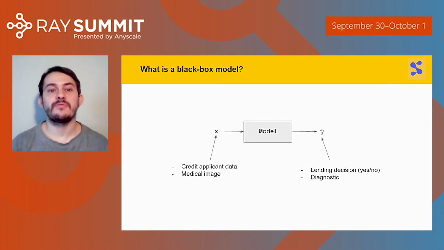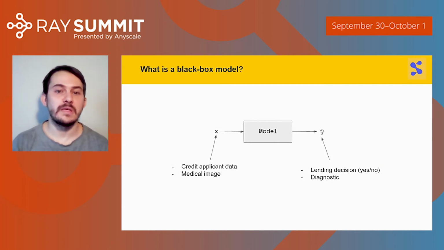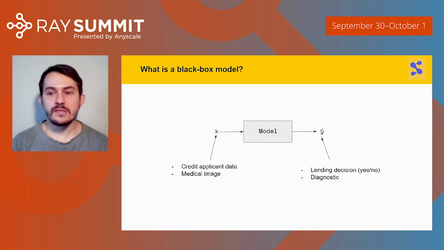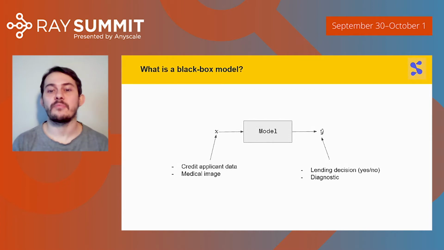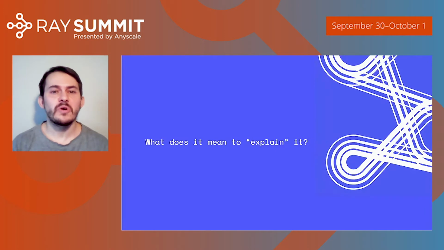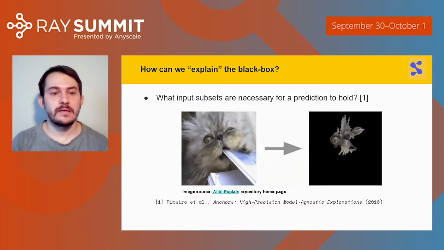The input could be, for example, an ultrasound image or data about a mortgage applicant, and the output can be a diagnosis or a decision on whether to allow a person to access a mortgage or not. So in such critical situations, we'd really like to probe these black boxes and understand the way it thinks, understand how it makes decisions. So how can we do this? What does it mean to really explain or probe these black boxes?